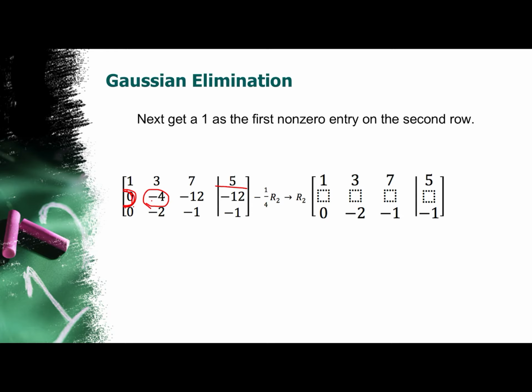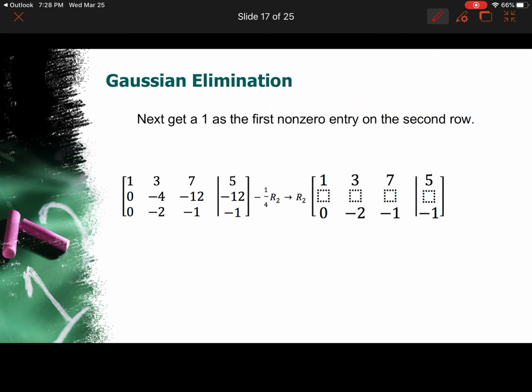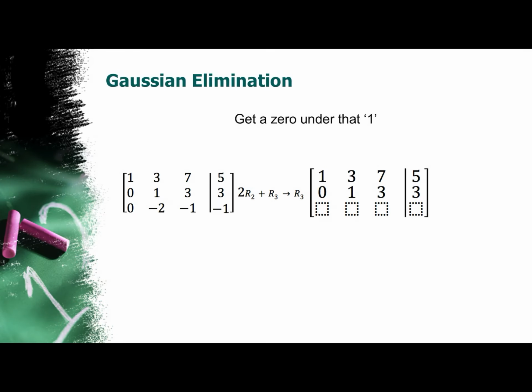All right, so what I'm going to do is divide. If I just divide that whole second row by -4, then that'll give me a 1 there. So 0 divided by -4 is still going to be 0. -4 divided by -4 is 1. -12 divided by -4 will be 3. And -12 divided by -4 will be 3 again. Okay, so I got my 1 here.